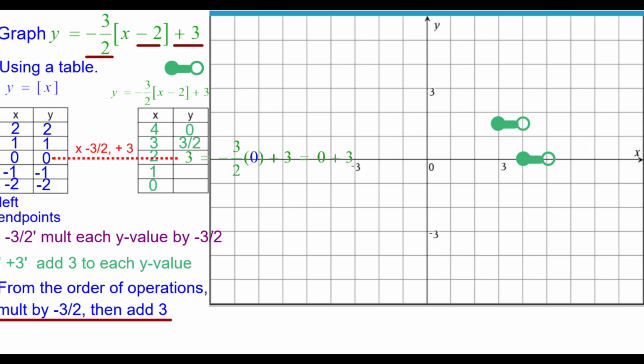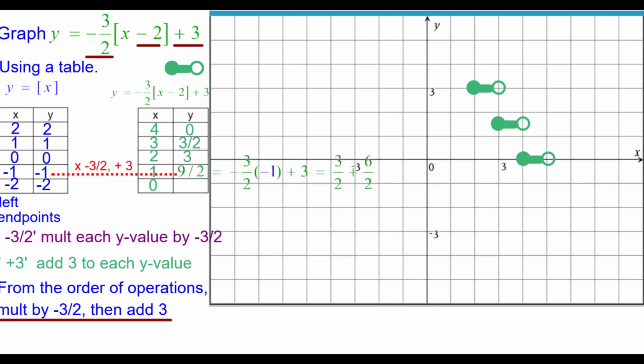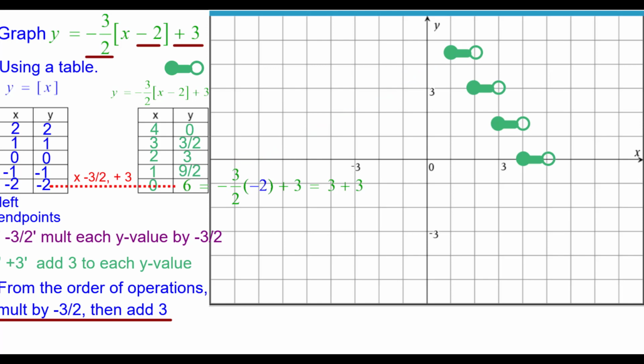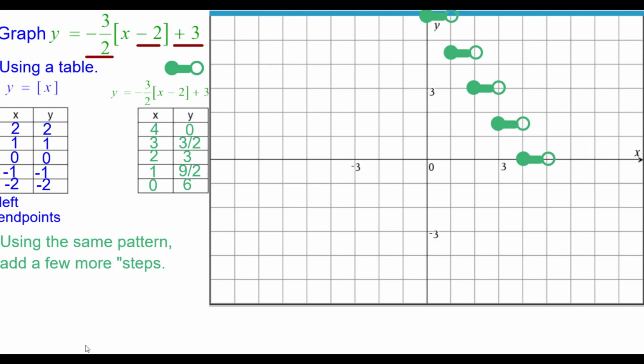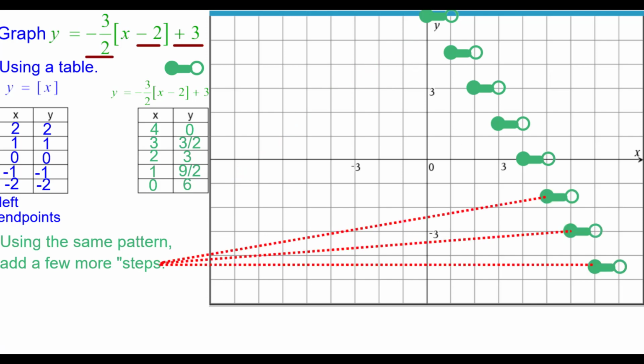0 times negative 3/2 is 0, plus 3 is 3, so 2, 3. Negative 1 times negative 3/2 is positive 3/2, plus 6/2 is 9/2. So 1, 4.5. And negative 2 times negative 3/2 is positive 3, plus 3 is 6. And so we plot 0, 6. Using the same pattern that you can see here, we can add a few more steps. Press pause as needed.